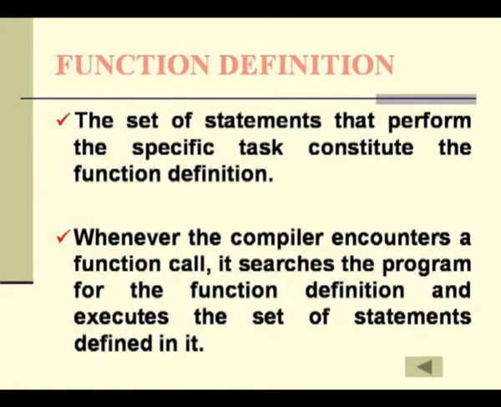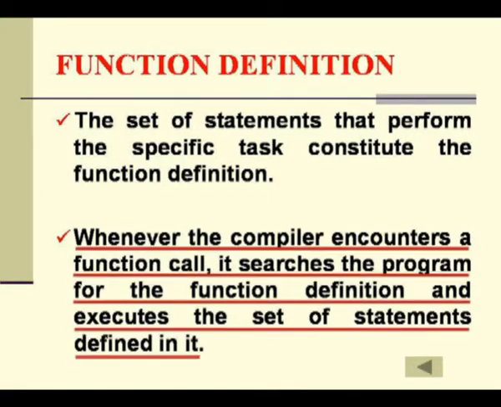So, as I told you, when there is a function call, the compiler needs to know that such a function exists in the program. So, that is the reason we declare a function beforehand. So, it searches the whole program where that particular function is defined. How will it search? Using the function name and the set of parameters. So, when it searches for the function and finds it, it jumps to it, executes the set of statements and returns the control to the main function.